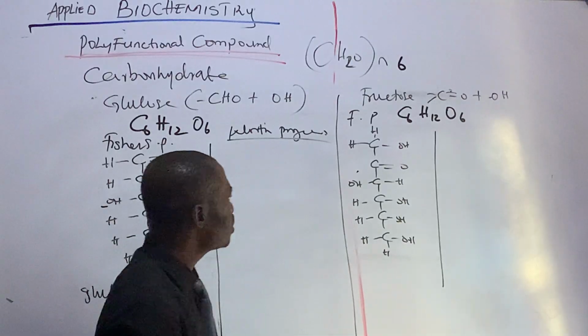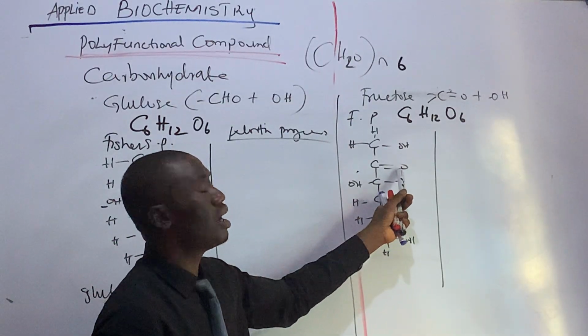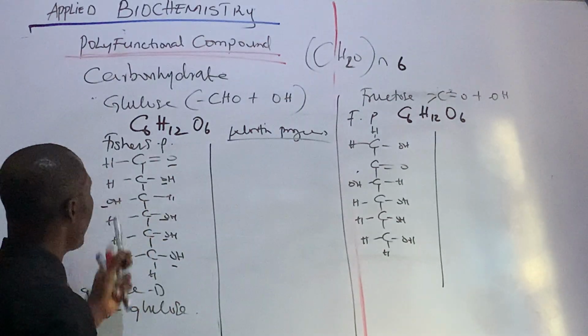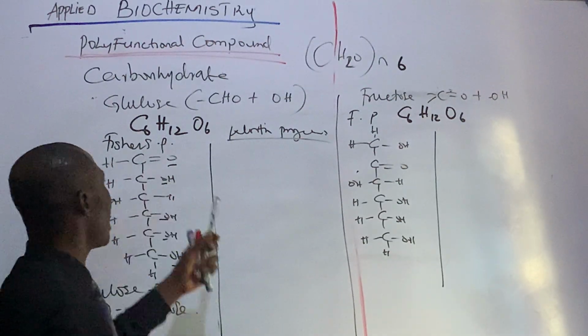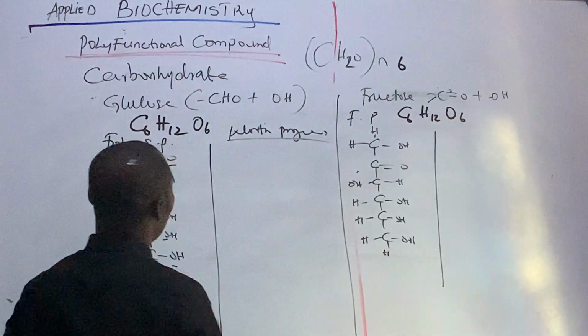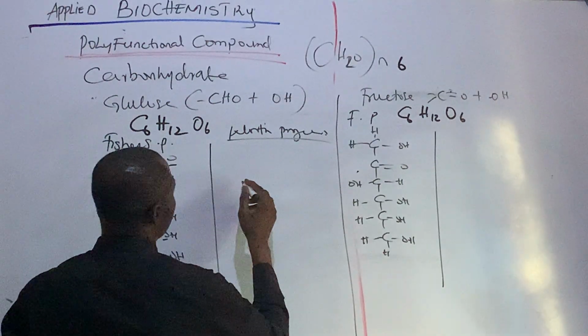All right, and it also has the carbonyl compound, a ketone, and we have the hydroxyl, hydroxyl, and it has the aldehyde, one of the carbonyl compounds. All right, so the Haworth projection looks like this.